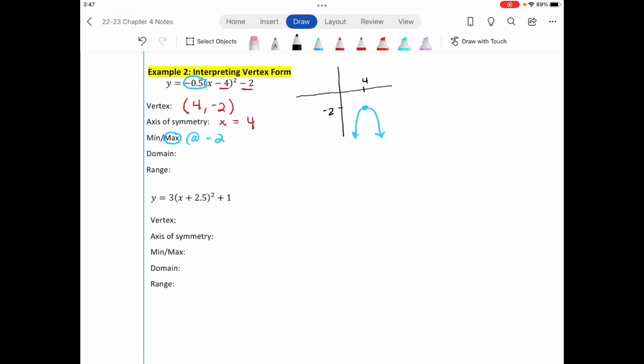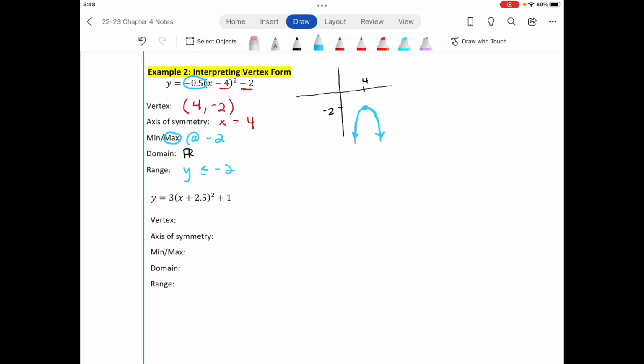Then for the domain, we can plug in any number we want for x into any quadratic function. So the domain's always going to be all real numbers. But the range is going to change depending on where that vertex goes. Since the graph has shifted down 2, and since our parabola opens down, we're covering all of the negative y values. So y is going to be less than or equal to that maximum point of negative 2.